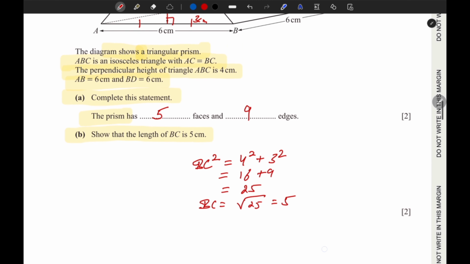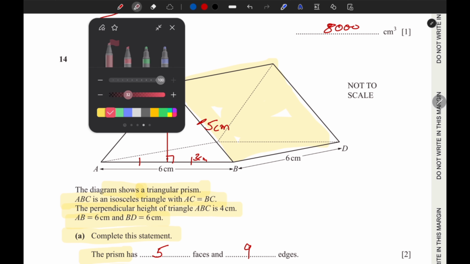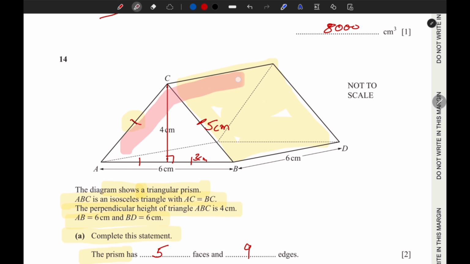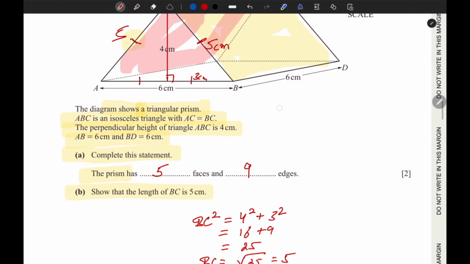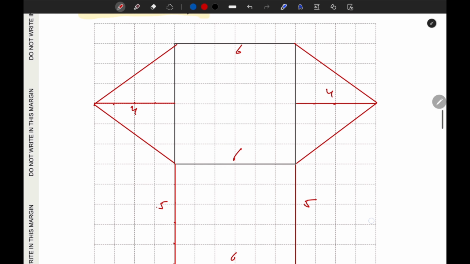So this represents which area? This represents this thing, this one. Now we have to represent the other side also, this side. This was how much? 5 centimeter only. So from here we are going to draw another 5. 1, 2, 3, 4, 5. So join it like this. And this is again 6, 5, 5. So as you can see, this is the complete net.